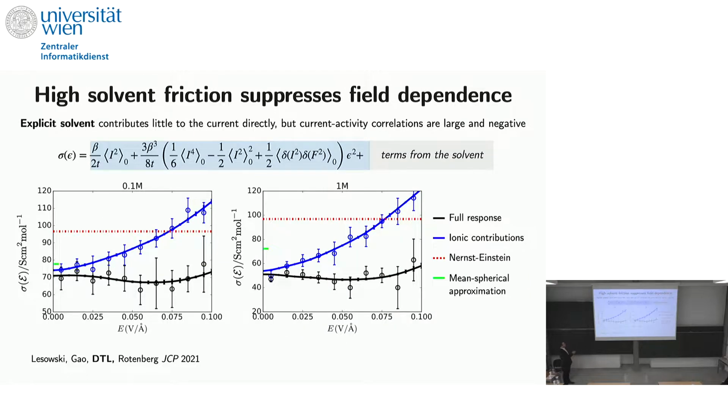Okay, so just to wrap up, we've also studied this in explicit solvent. Here we find that the explicit solvent adds a significant friction that really destroys the nonlinear responses. Even in a weak electrolyte, if you ignored the solvent, you would have some quadratic response. In the presence of the solvent, the friction is high enough that you stay near equilibrium, and thus the conductivity is a constant function of the applied field.